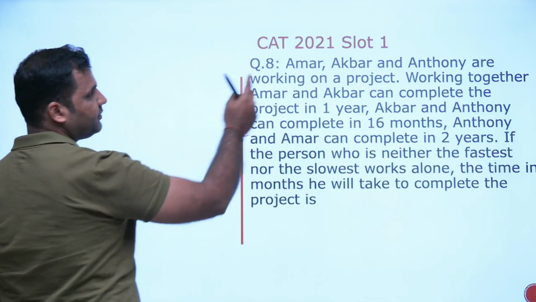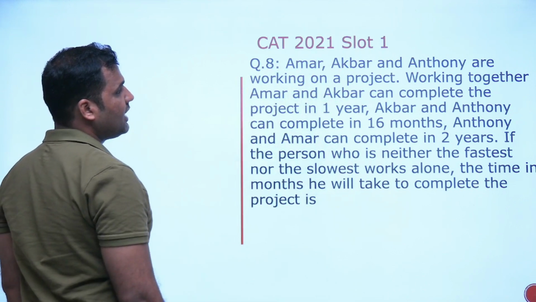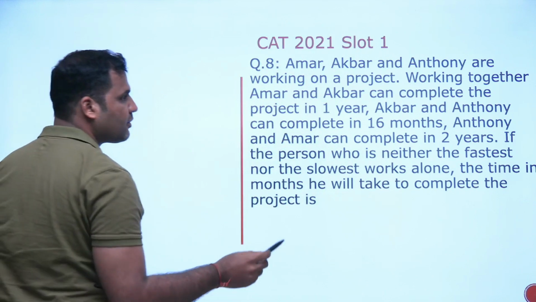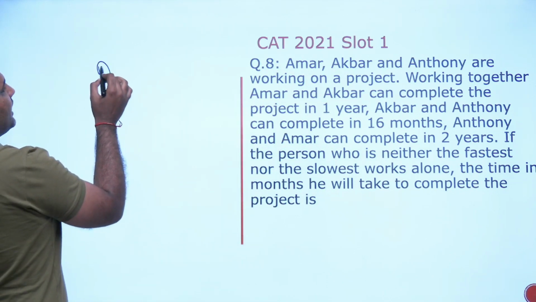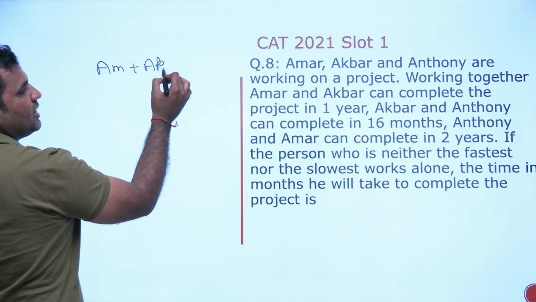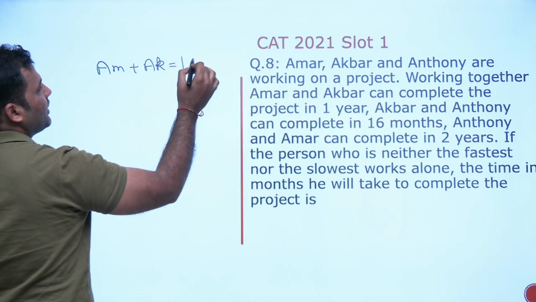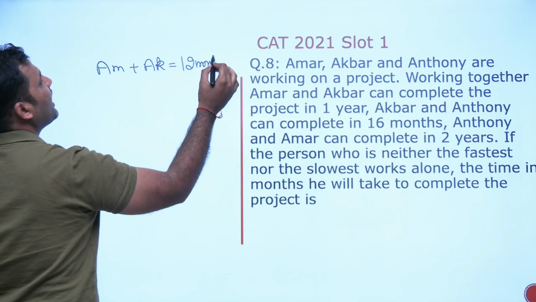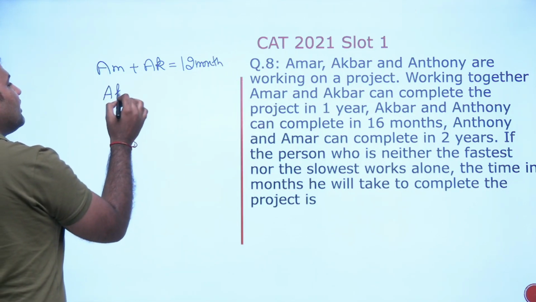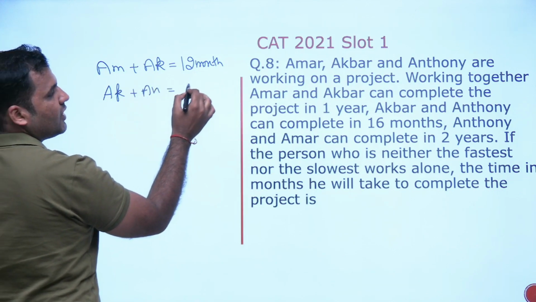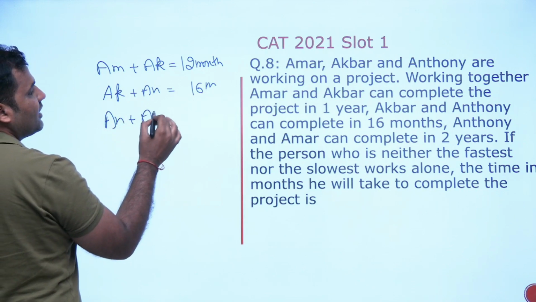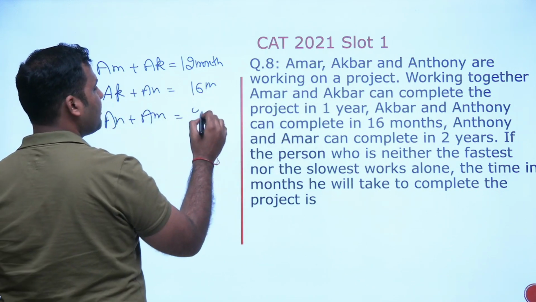Look at question number 8. Amar, Akbar, Anthony are working on a project. Working together, Amar and Akbar can complete the project in 1 year. So guys, Amar plus Akbar both are doing the work in 1 year, that means 12 months. If you know the basics of time and work, you can easily do this question. Akbar plus Anthony can do the work in 16 months. And Anthony plus Amar can do the work in 2 years, that means 24 months.